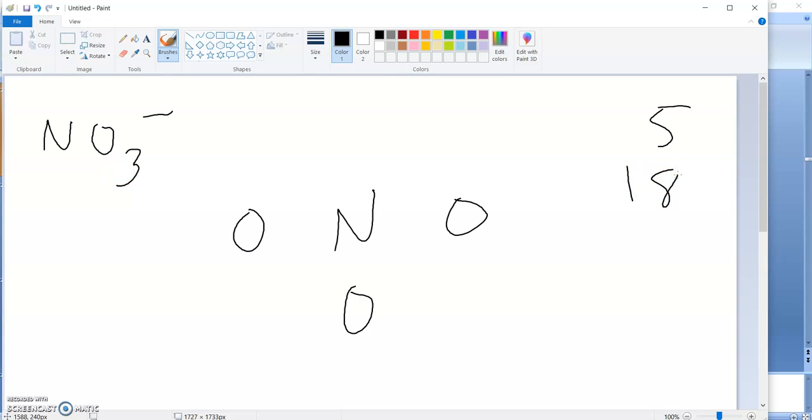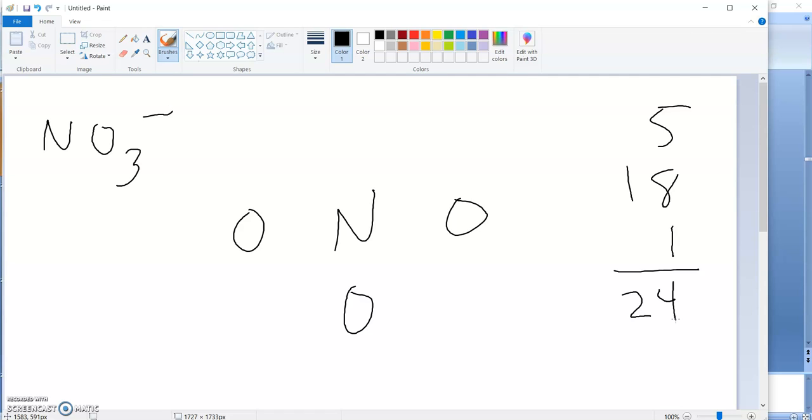Now, notice in this case, it's not neutral. It's got a negative charge on it, right here. A negative charge gives you 1 more electron. If it was a 2 negative, that would give us 2 more electrons. So now we add them up. Okay, 18 plus 5 is what, 23? Plus 1 more is 24. I hope I counted that right. So 24 electrons. You have 24 electrons to work with.